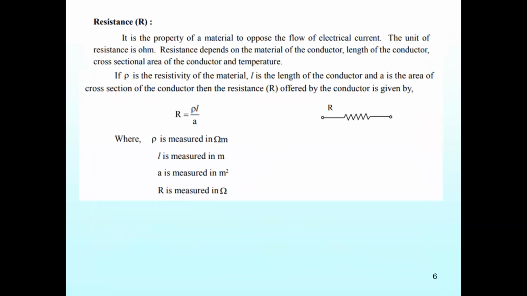First one, resistor. Resistor is the property of a material to oppose the flow of current in the electrical circuit. It is denoted by the letter R and the symbol is shown in the figure. The unit of resistance is ohm. R equals rho L by A.